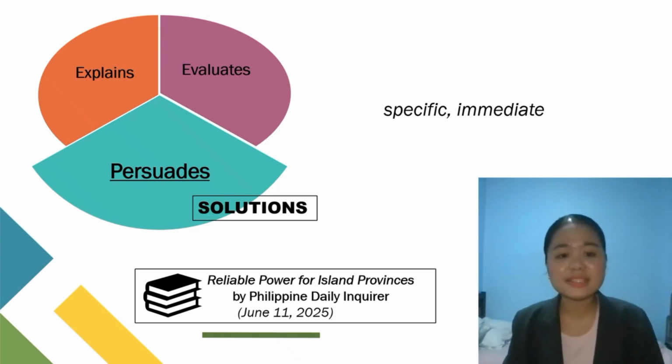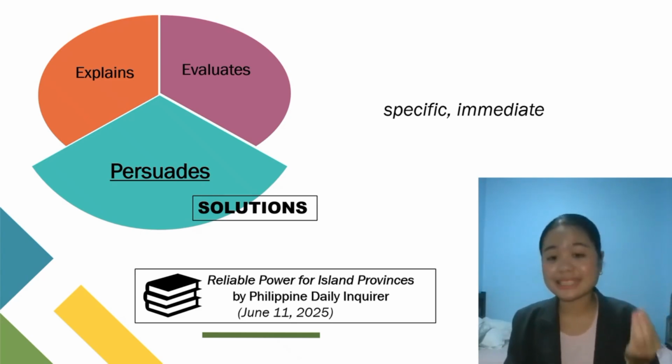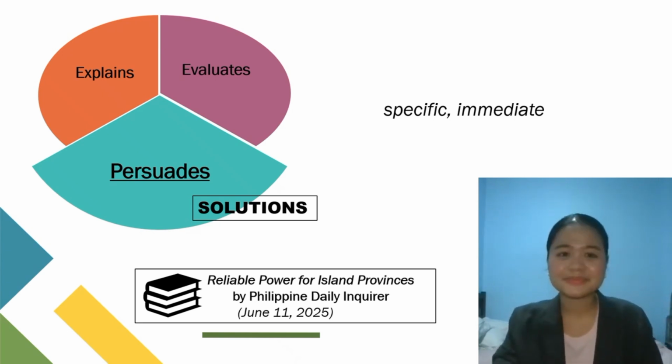The example is, you can find it in the Philippine Daily Inquirer titled Reliable Power for Island Provinces. And of course, this is a separate attachment for your supplementary reading after our class.